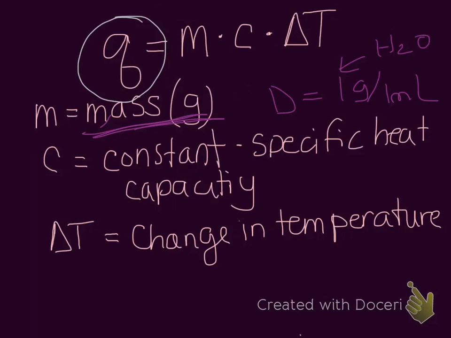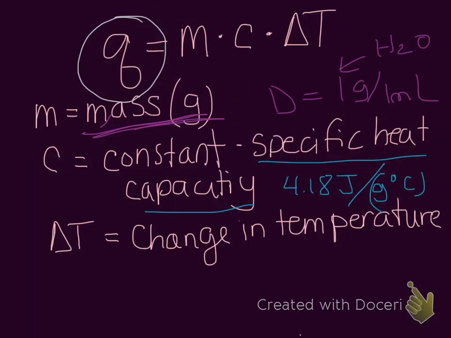Okay, so the next one is our C, and that's a constant for each substance. And the one that we really want to know is the specific heat capacity for water, because that's a constant we're going to use all of the time, and that's going to be 4.18. Okay, now what is this constant, the C, the specific heat capacity? It is the amount of energy, so that'd be joules, to raise 1 gram of the substance up 1 degree Celsius. So that's the units with this.